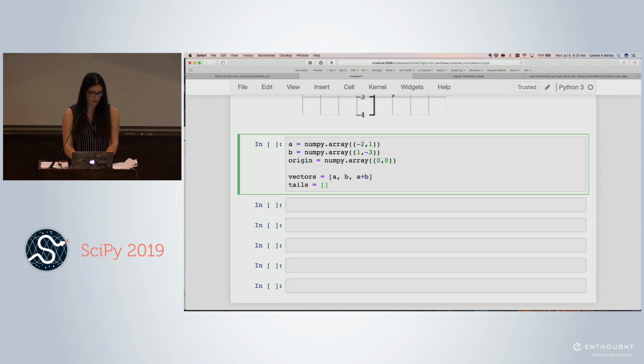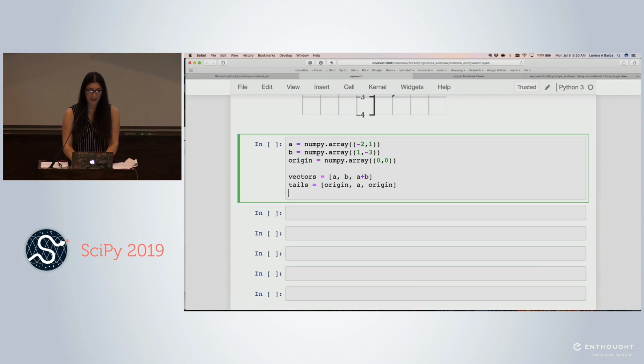each one of these vectors. So the first vector, A, we're going to plot with its tail at the origin. The second vector, B, because we're adding it to A, we're going to place its tail at the head of vector A. And then the final vector, which is the addition of A plus B, is going to be plotted with its tail at the origin, right? So this is how we're going to illustrate the vector addition.